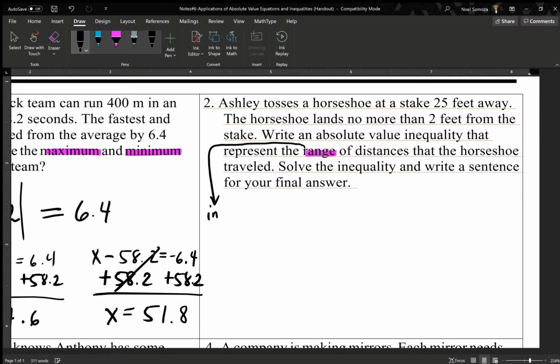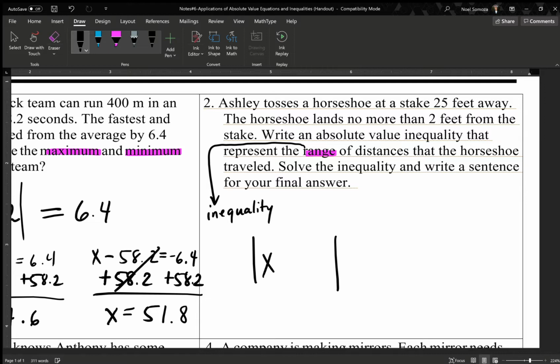Okay, just in case the question doesn't tell you what to create, if you see range, it's going to be an inequality for the most part. All right. Write an inequality that represents the range of distances that the horseshoe traveled. Solve the inequality. Write a sentence for your final answer. All right, so we know it's an absolute value inequality. I need an absolute value.